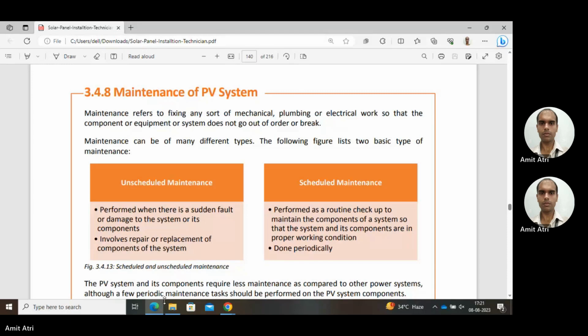We're starting our next topic. So that is unit number 3.4.8. It covers maintenance of PV system.